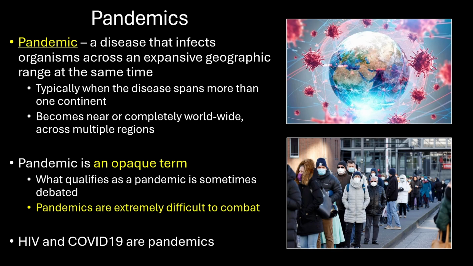Now, pandemics are extremely difficult to combat once they happen. So if we can deal with a disease outbreak before it becomes an epidemic, and especially an epidemic before it becomes a pandemic, that can really increase the odds of success in preventing some pretty significant catastrophe.